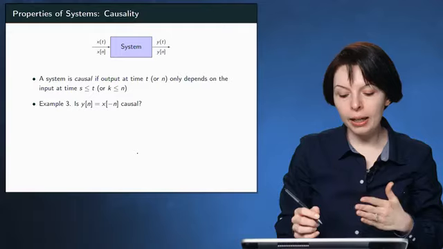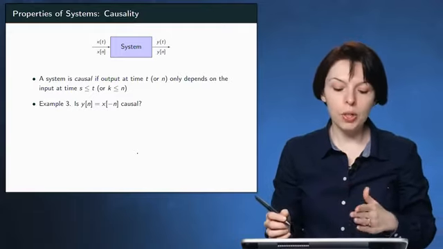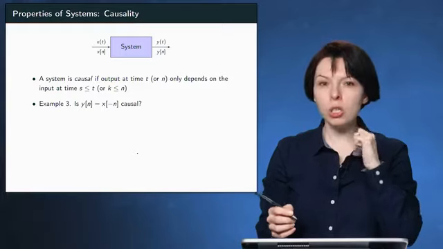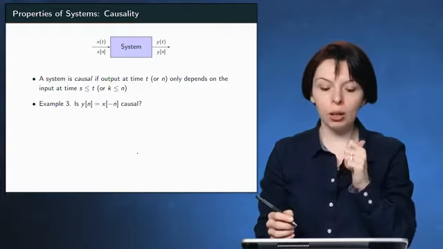So if you give n, for example 0, you're going to have y of 0 equal to x of 0, which is fine. It's the present time.